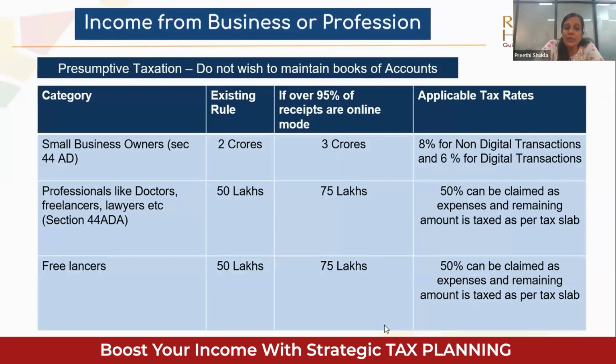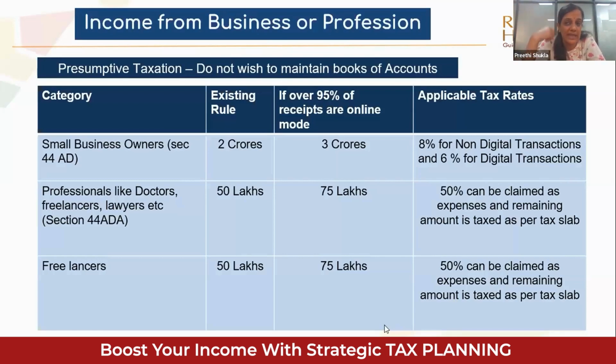You can adopt presumptive taxation. What does presumptive taxation mean? That means a business owner can say that I will pay tax on only 8% of receipts for non-digital transactions and 6% for digital transactions, and that will be taken as the taxable income. Similarly, for professionals, you are allowed a 50% deduction directly. So if you're earning 50 lakhs, you have to pay tax only on the balance 25 lakhs.